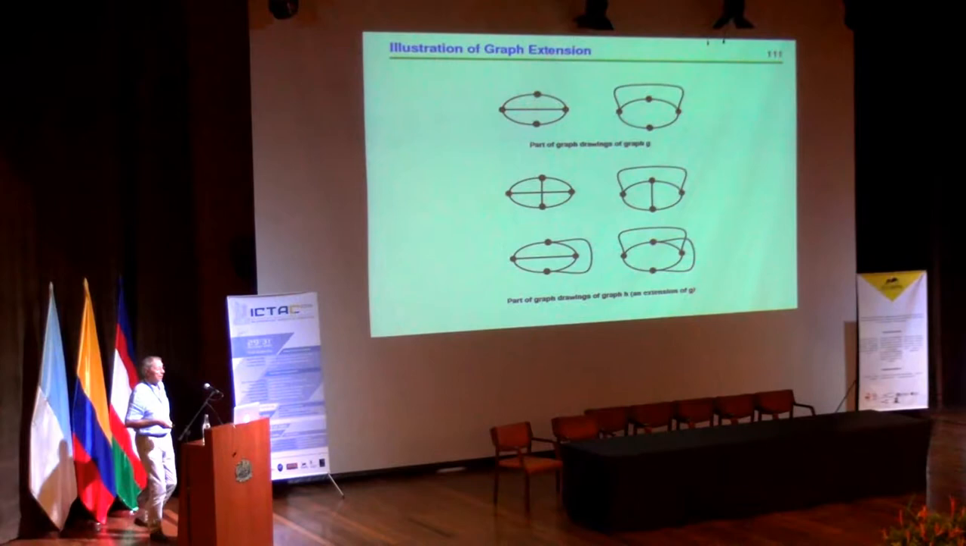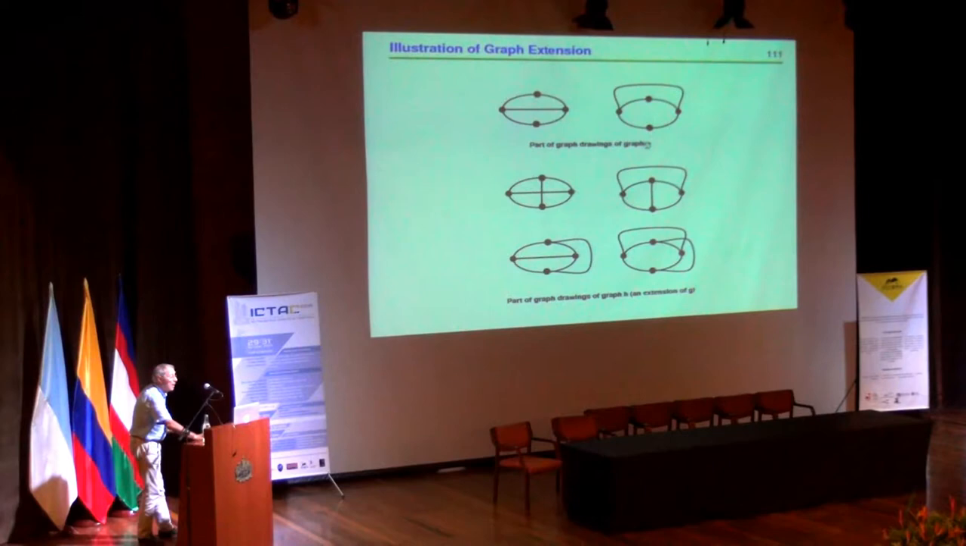Illustration of graph extension. We have a graph G, and we have part of the graph drawings. We have these two. And here you see we want to add an edge. Remember, this is what I have said, that there is no edge between the points we choose. So we add this one. We could add it also in this graph drawing. We can add externally here, or we can add externally, the other one being external. What is interesting is that we can see here they cross at a point which is not a vertex, and also here, but here it's okay.